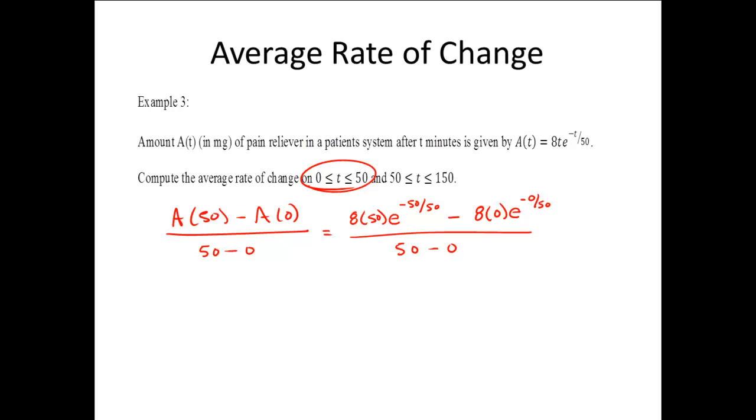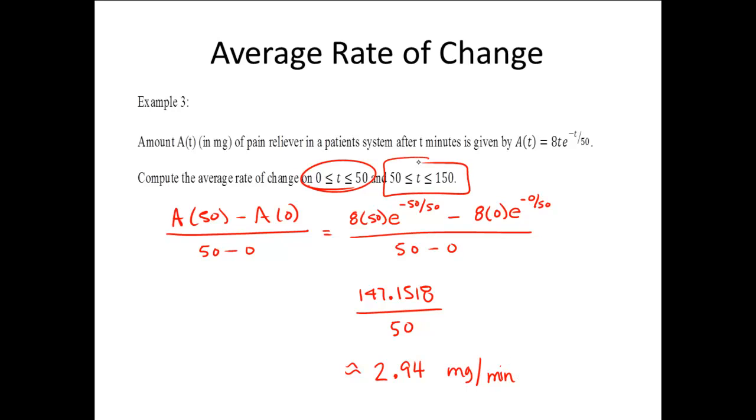And this calculates to, I'm going to go ahead and make a round here, but I don't want you to round, I want you to keep it in your calculators. This is my rounded answer, over 50. So I'll just keep it in the calculator and divide by 50, and so I come up with an average rate of change for the first part to be 2.94, and that would be milligrams per minute.